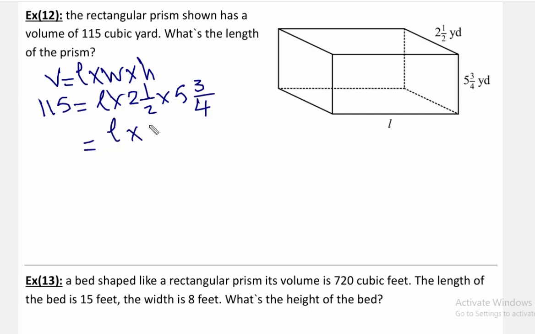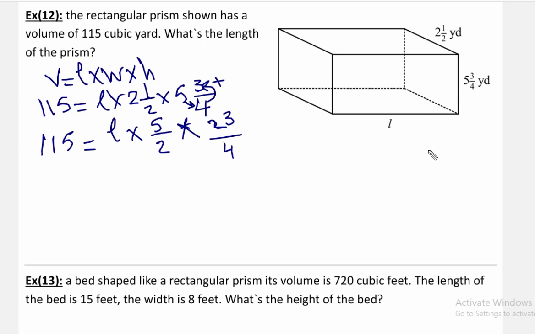Length times 5 halves times 23 quarters. Why 23? We have 5 wholes, each whole divided into 4 quarters, so we have 20 quarters, and again 3 quarters, then we have 23 quarters. 5 times 4 and then plus 3, 23 quarters. The surprise is 5 times 23 is also 115.